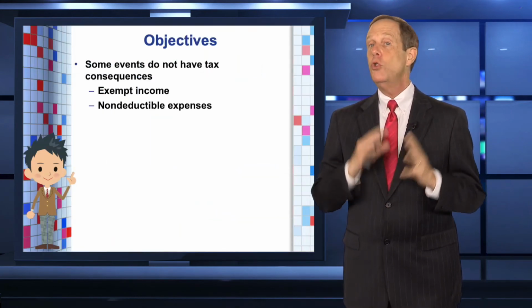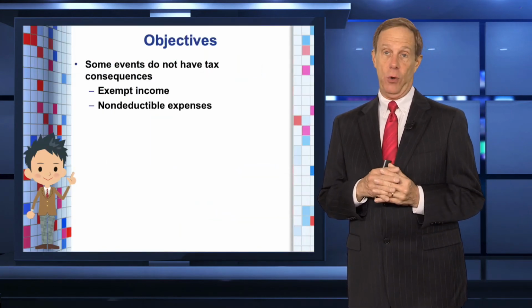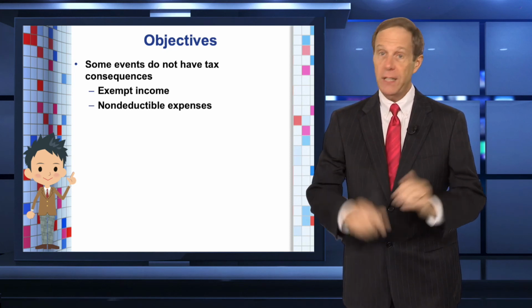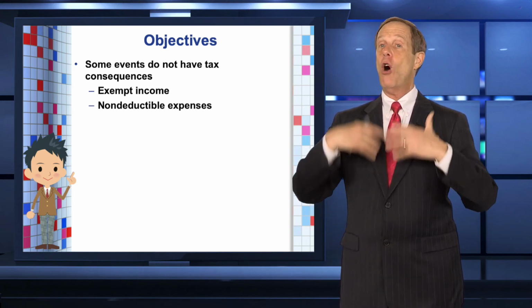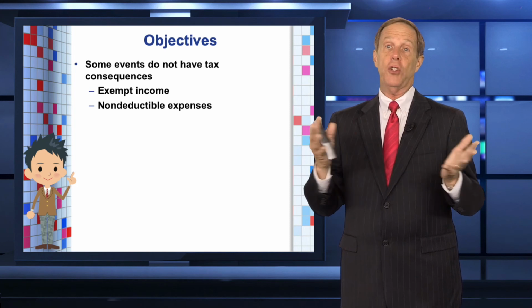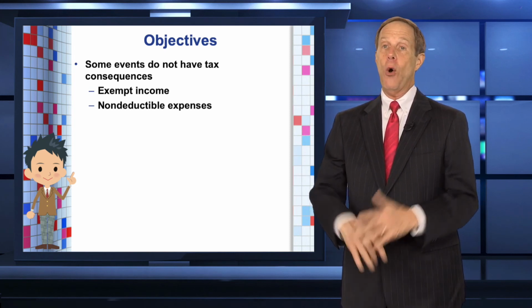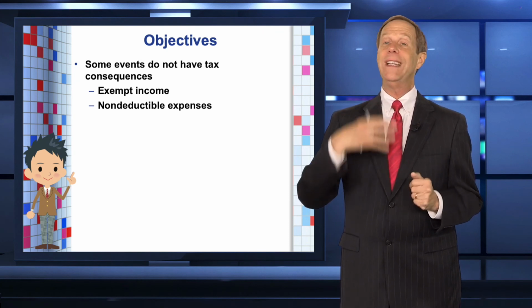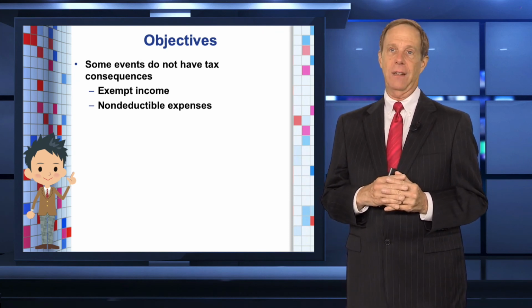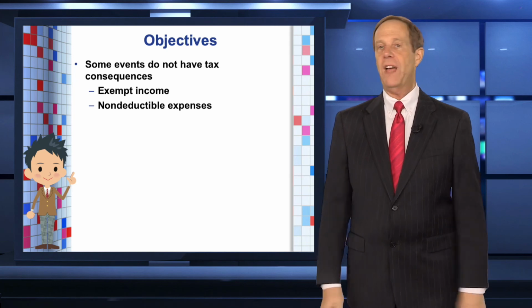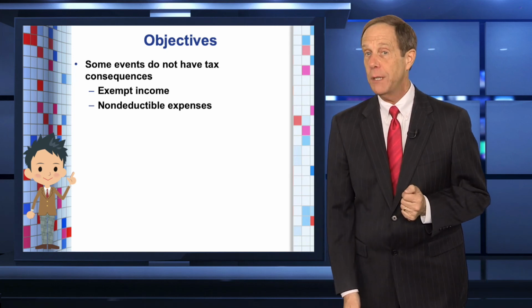Some events do not have tax consequences. Exempt income. Well, that's not going to cause some future event. It just isn't going to happen. Or non-deductible expenses. You go out for a business meal. You can only deduct half of that. That's never going to create a tax scenario. So those don't come into play at all.